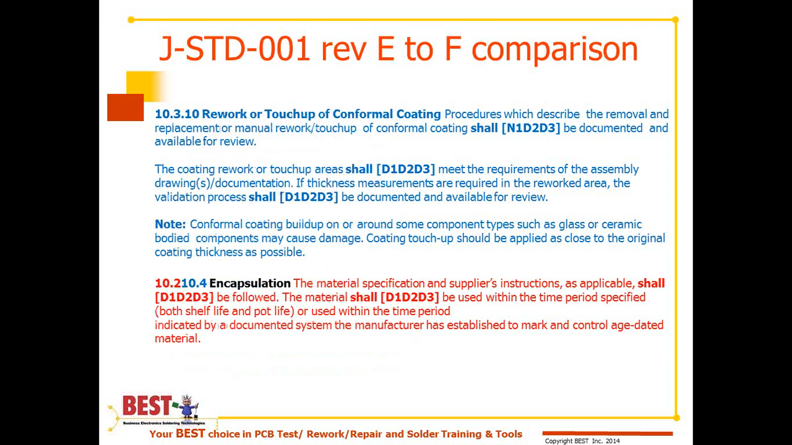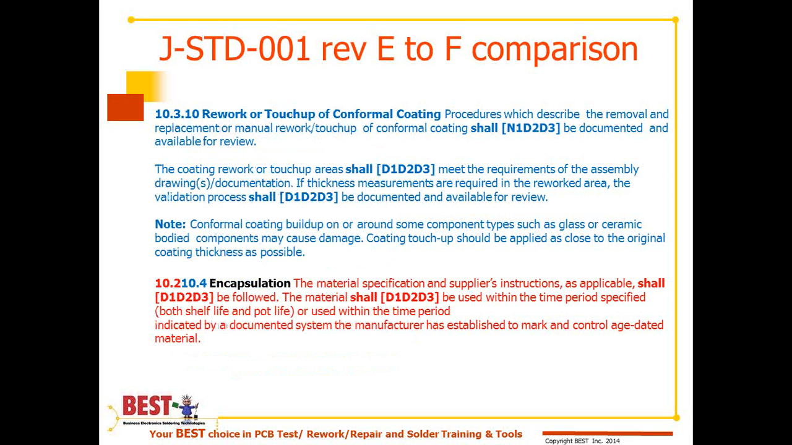Under 10.3.10, it says rework or touch-up of the conformal coating. The procedures which describe the removal and replacement or manual rework touch-up of the coating shall be documented and available for review. And the coating rework or touch-up areas shall meet the requirements of assembly drawings or documentation. If thickness measurements are required in the rework area, then the validation process shall be documented and available for review. And as a note, conformal coating buildup on or around some component types, such as glass or ceramic body components, may cause damage, and the coating touch-up should be applied as close to the original thickness as possible for those.